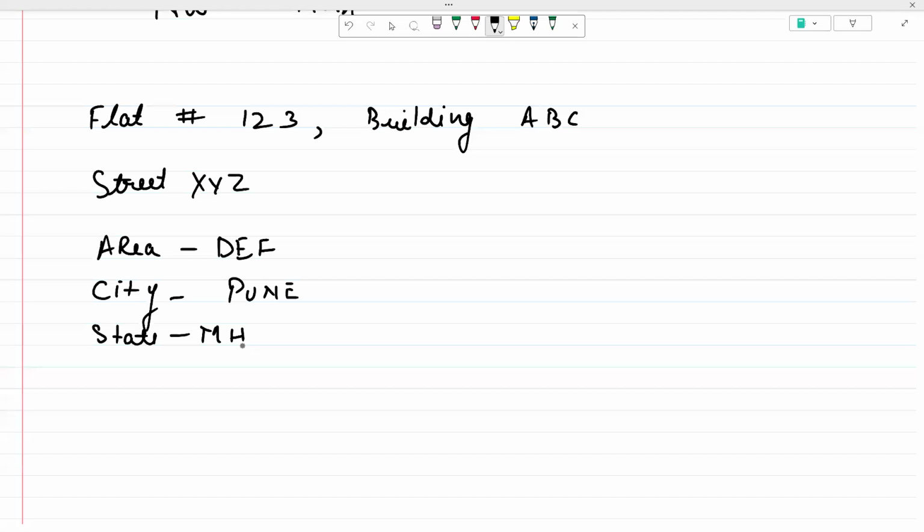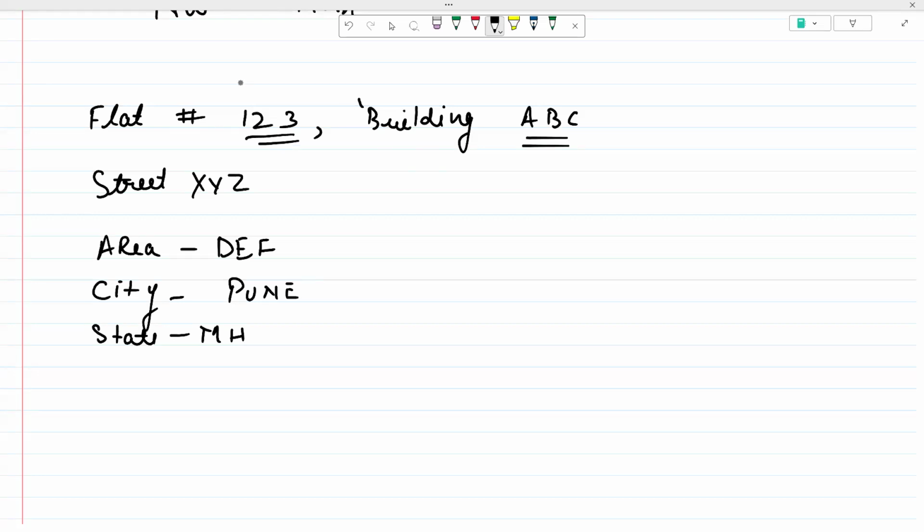Okay. Now, for anyone who is living in building ABC, my neighbor will have a different address. The only thing that will change is this flat number. Correct? The rest of the IP address will remain the same.